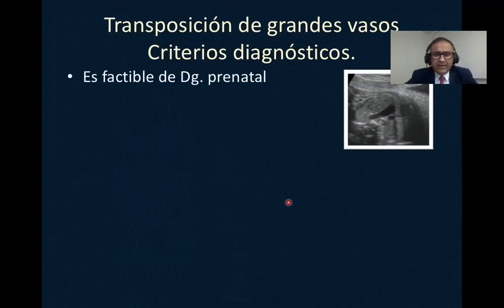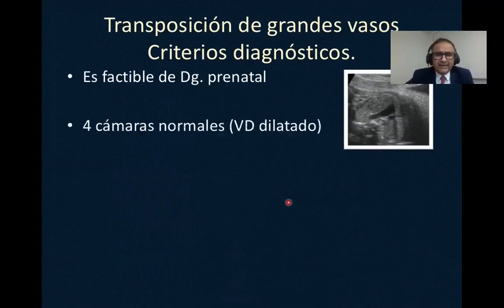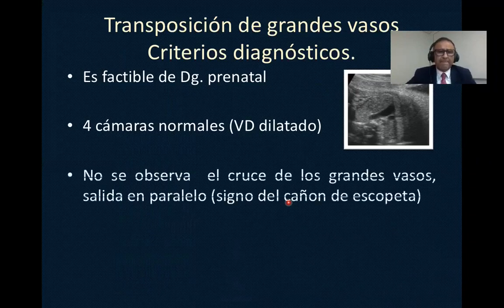The diagnosis of transposition of the great arteries can be made during the 21 to the 24-week anatomy ultrasound and must be done using Jegel's 5 views. You will see a normal 4-chamber view. Sometimes there may be a dilated right ventricle. There is no crossing of the great vessels. The outflow tracts of the great vessels run in parallel. That is, they appear like the shotgun barrel sign.